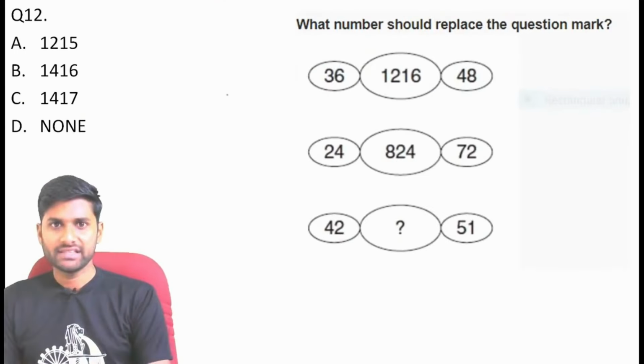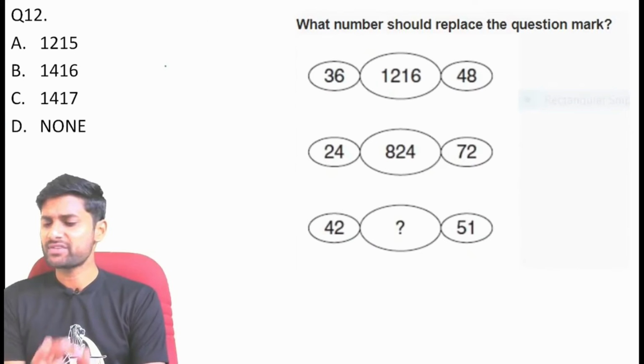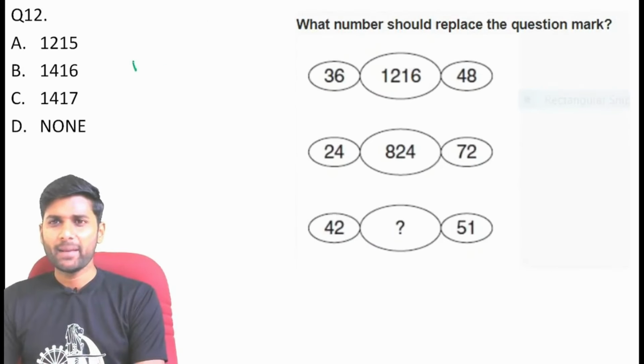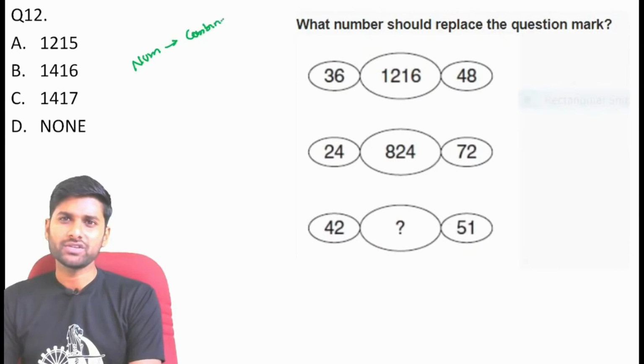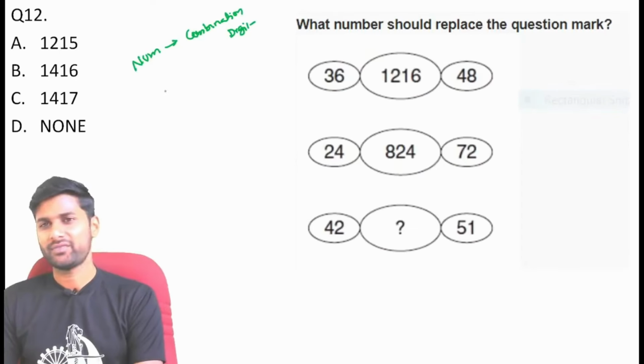Next one. See guys, remember there is a huge difference between a digit and a number. A number is a combination of digits. Remember, both are different terminology. A combination of digits we can represent as a number. For example, 2 is a digit, 3 is a digit. So 2 we can call a digit, 3 we can call a digit.